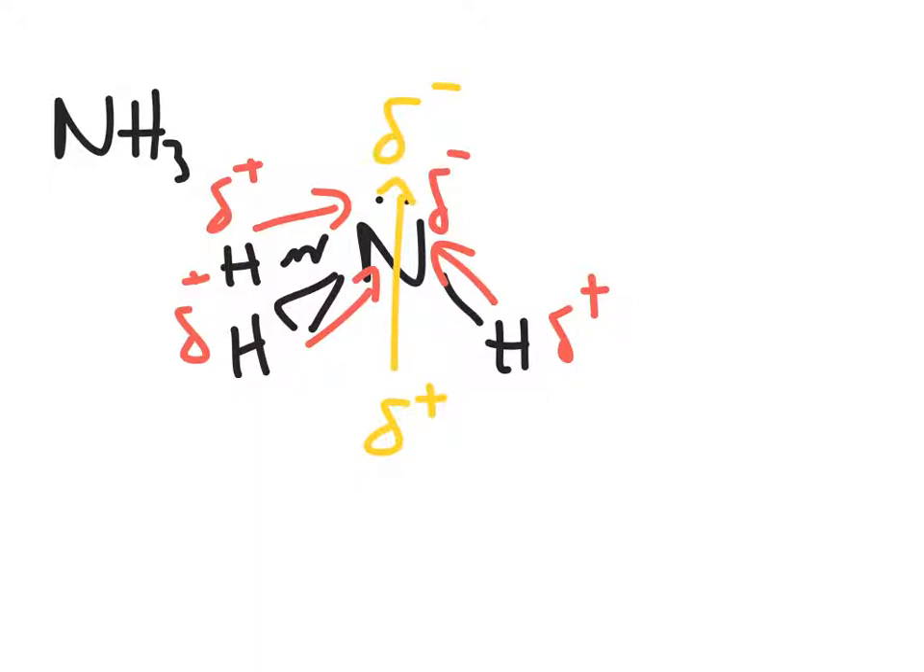You'll see a pattern here that if the molecule itself takes on an unsymmetrical shape, and then we have polar bonds within the molecule, it is usually going to be a polar molecule as well. And that's the case with this trigonal pyramidal shape.